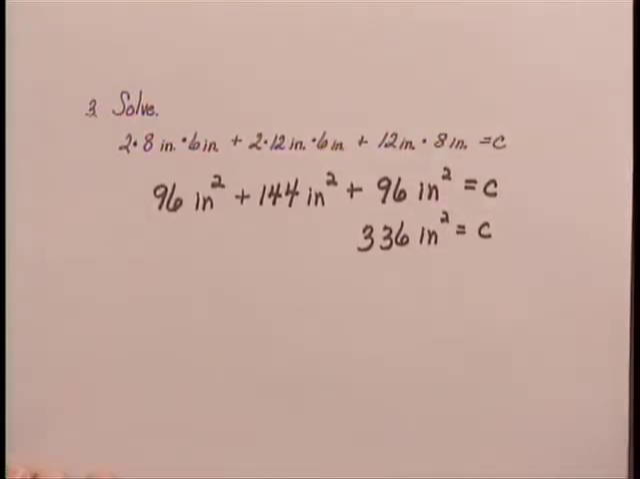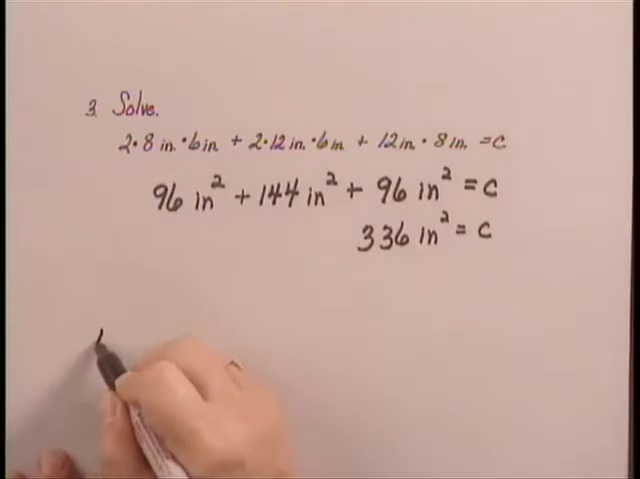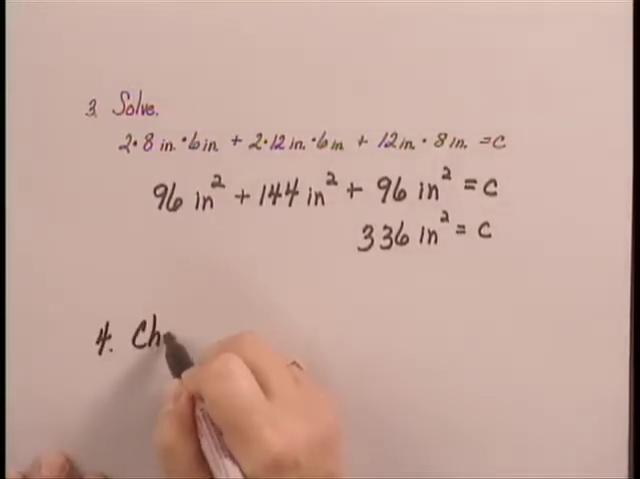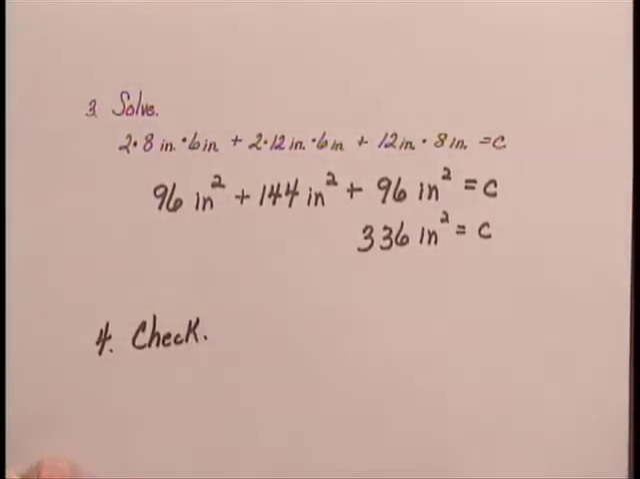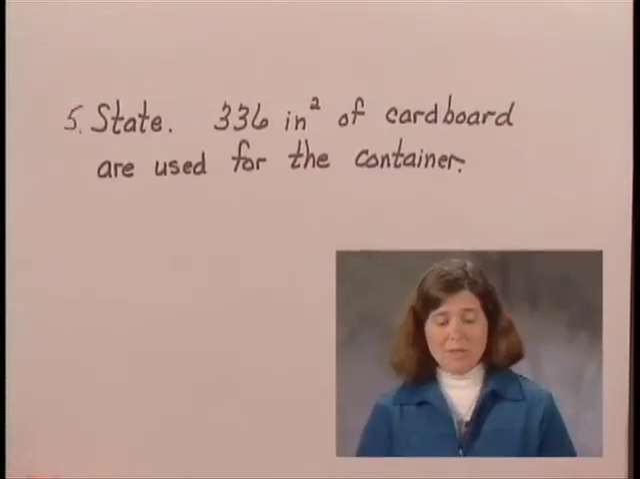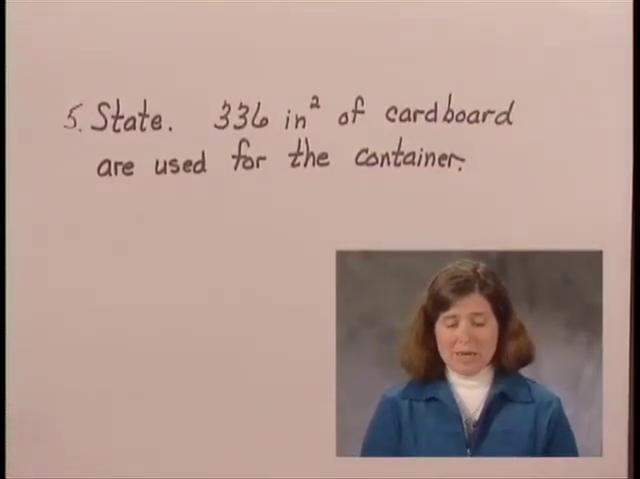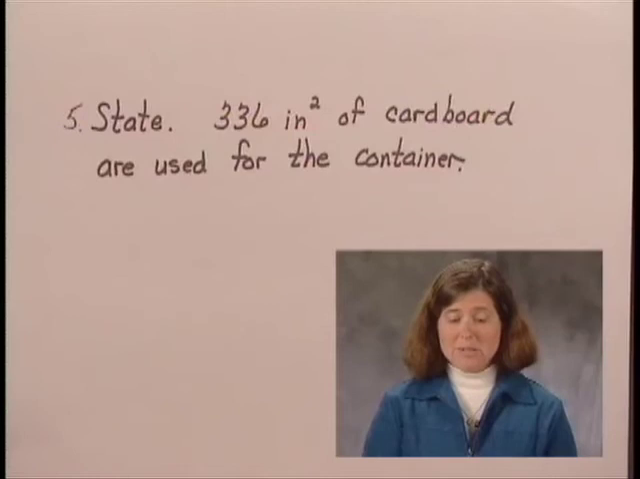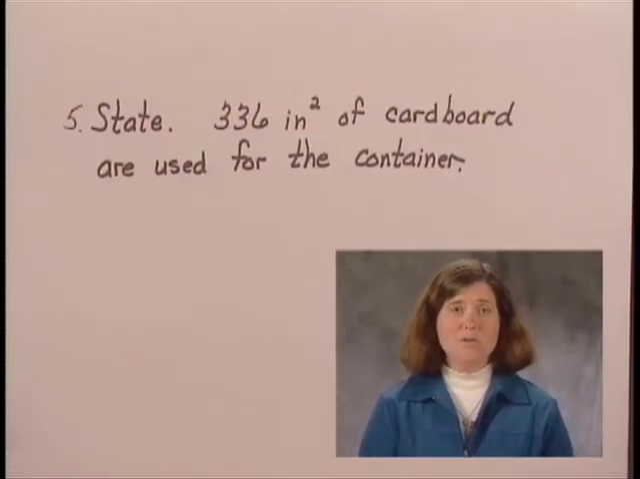The fourth step is to check our answer. To check our answer, we could repeat the calculations. We could look at the box maybe in a slightly different way if possible. And if we would do that, we would find that our answer does check. So the final step is to state the answer in a complete sentence. To state the answer, we say that 336 square inches of cardboard are used for the container.